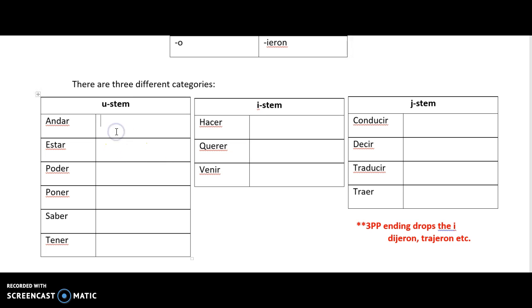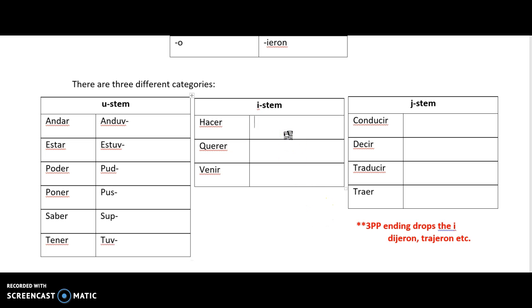So andar, which means to walk, the new stem is anduv. For estar, we have estuv. For poder, we have pud. For poner, pus. Saber, sup. And remember that saber in the preterite tense means to find out. Tener is tuv. Okay, so you have your U stems. All of the stems have a U in them.